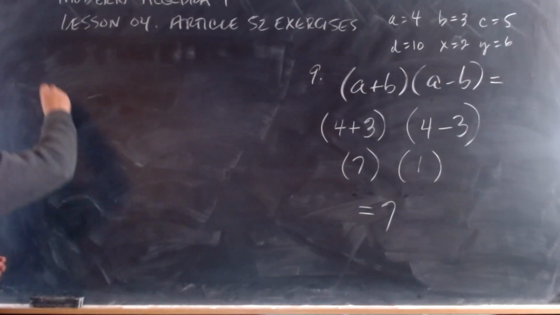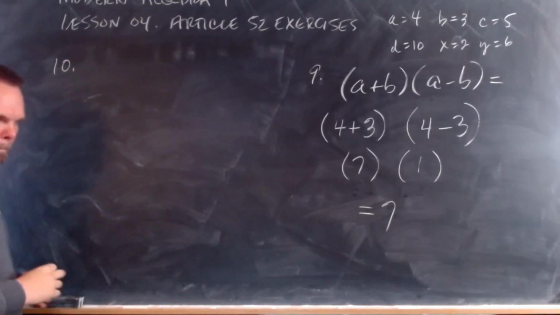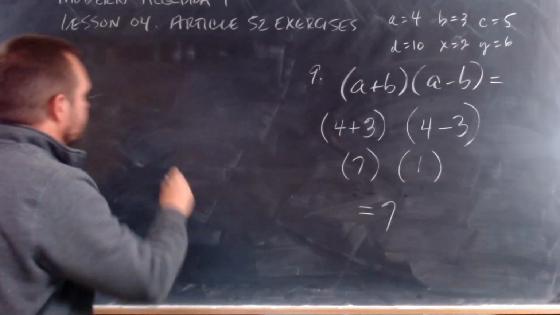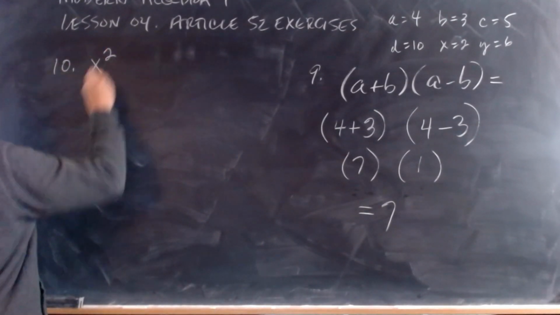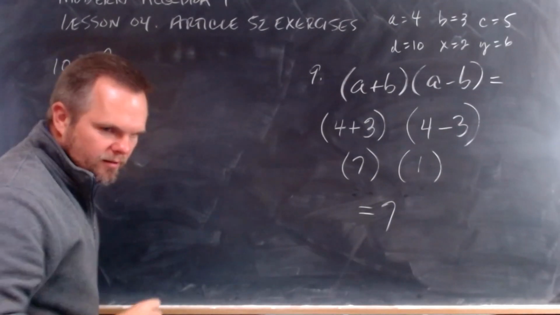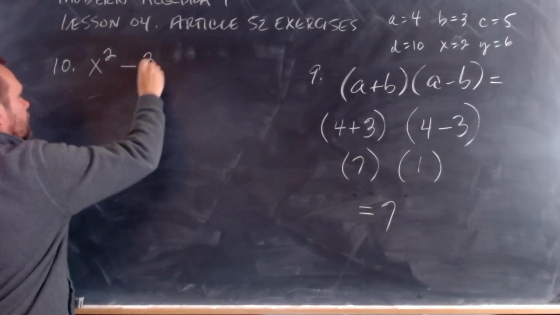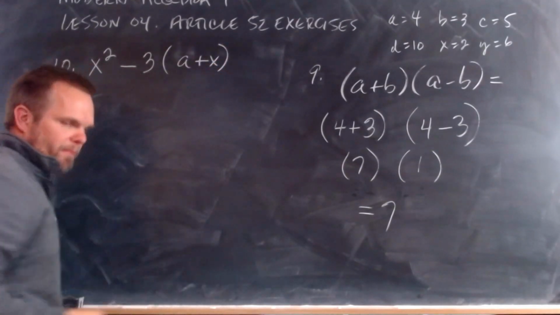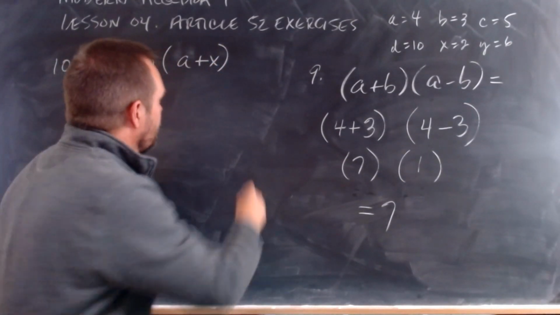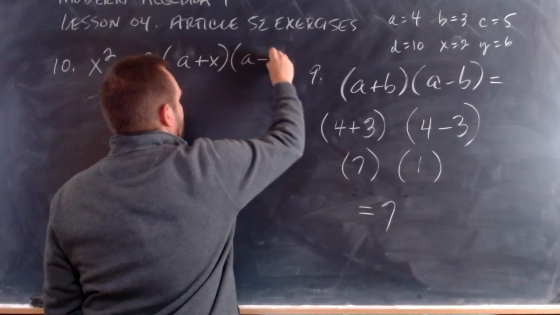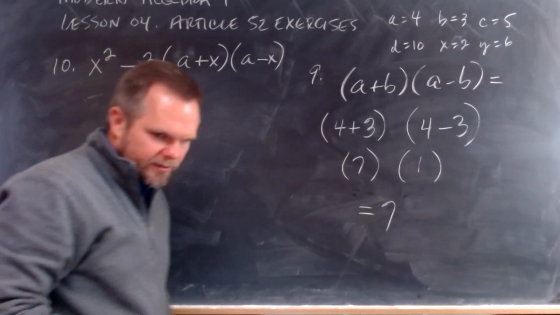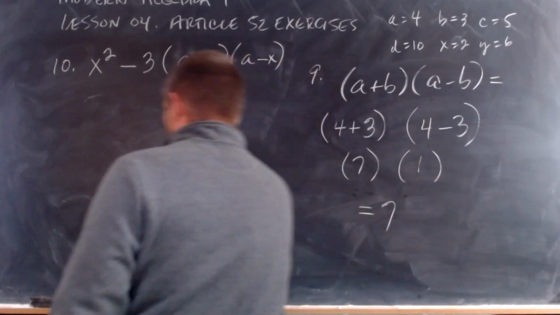All right, number 10. Number 10, we have x squared minus 3 times the quantity a plus x, times the quantity a minus x, plus the quantity 2by. Check what I write, make sure everything is accurate.